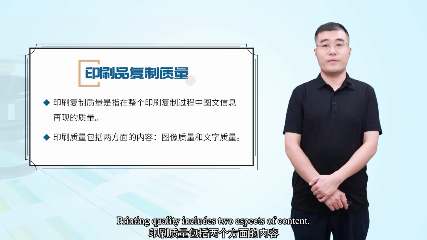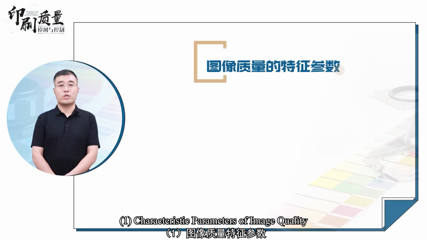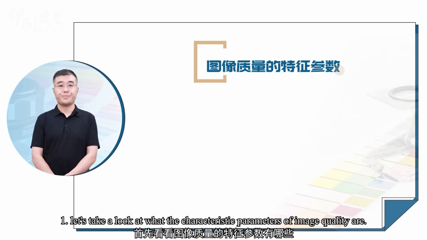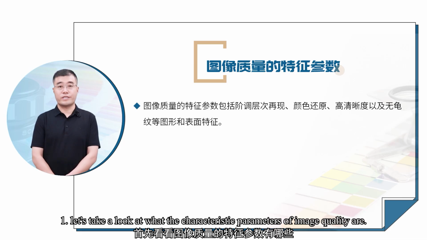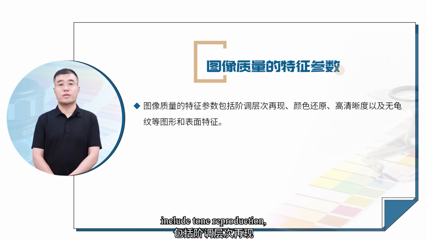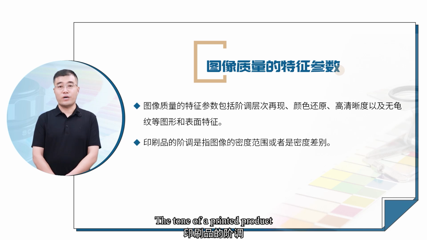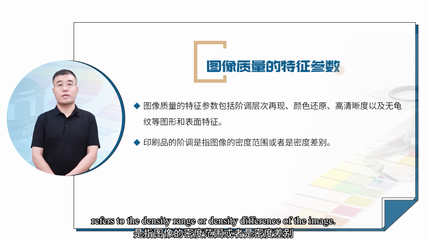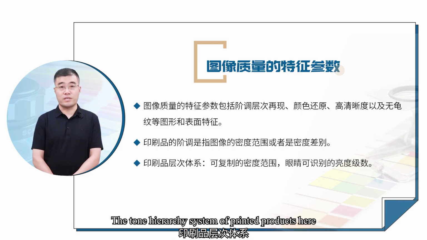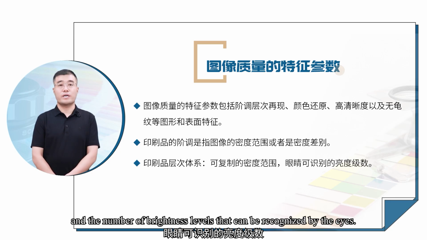Printing quality includes two aspects of content, namely image quality and text quality. First, characteristic parameters of image quality. First, let's take a look at what the characteristic parameters of image quality are. The characteristic parameters of image quality include tone reproduction, color restoration, high definition, and the absence of moire and other graphic and surface characteristics. The tone of a printed product refers to the density range or density difference of the image. The tone hierarchy system of printed products here is the reproducible density range and the number of brightness levels that can be recognized by the eyes.